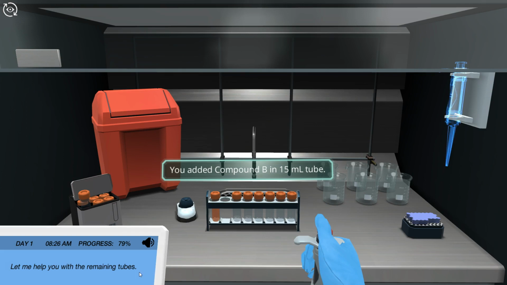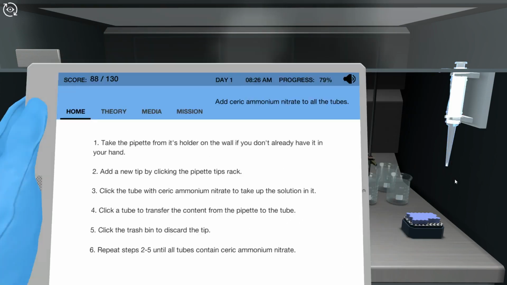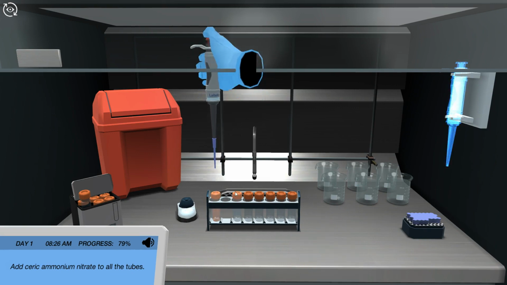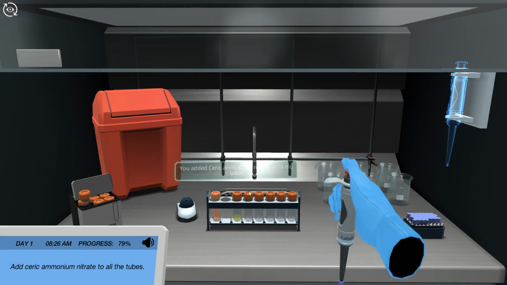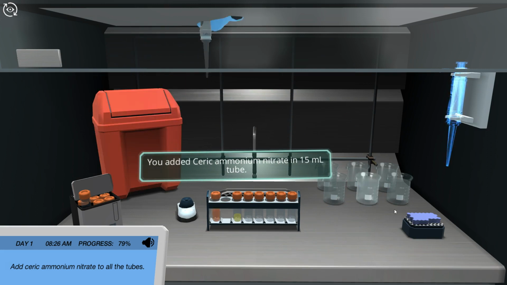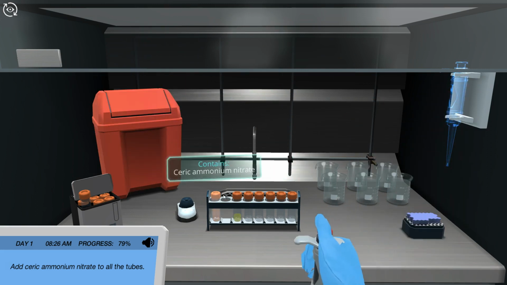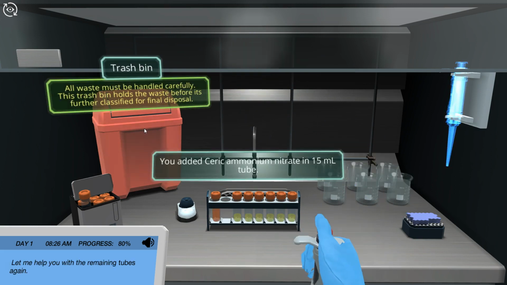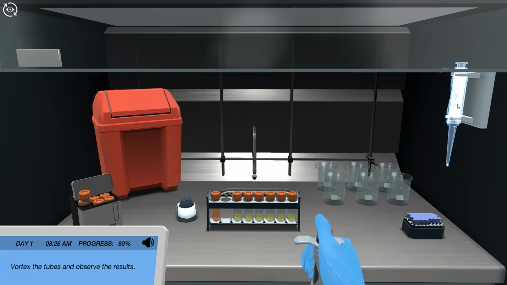Let me help you with the remaining tubes. Add ceric ammonium nitrate to all the tubes. Let me help you with the remaining tubes again. Vortex the tubes and observe the results.